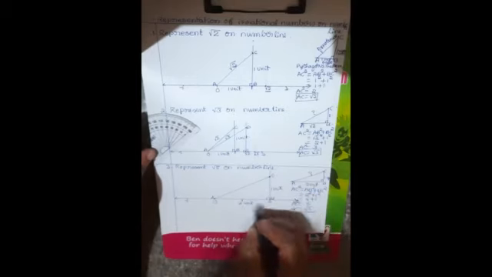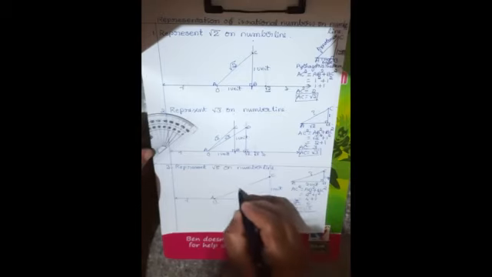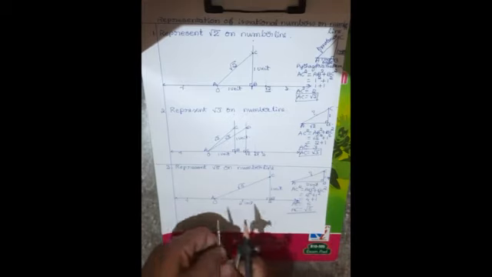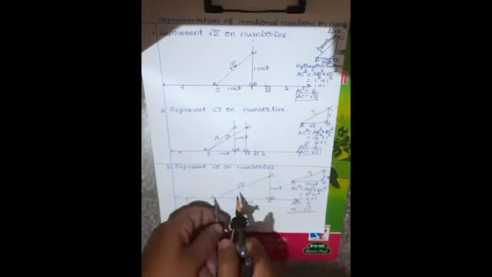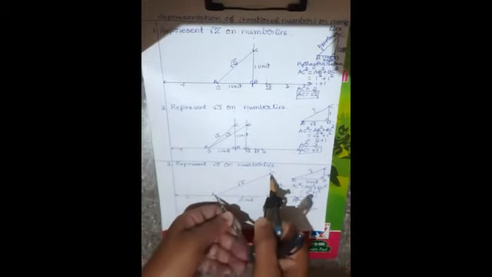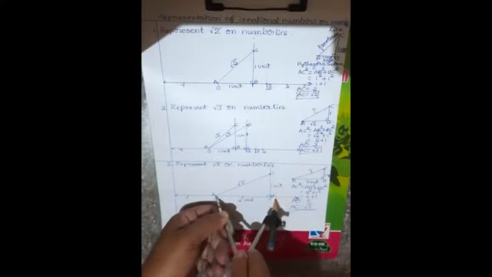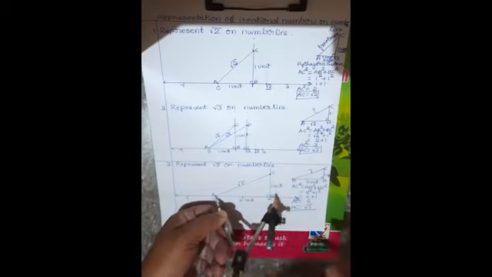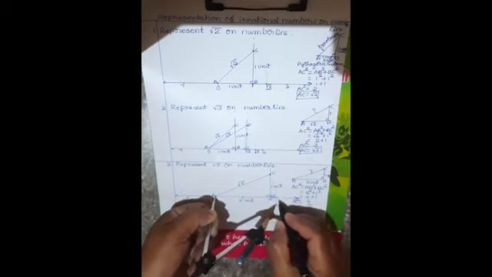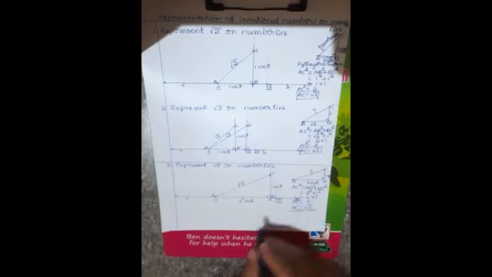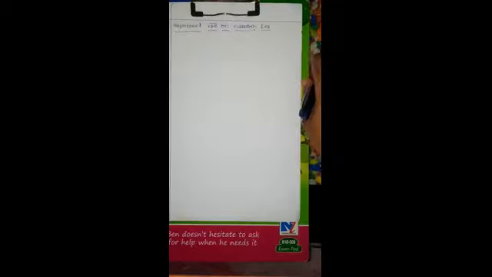If base is 2 unit, height is 1 unit, so hypotenuse is what? Square root of 5. Now take your compass with A as the center and AC as the radius. Cut an arc on number line. Now this will represent square root of 5. In this way, we can locate square root of 5 on number line.